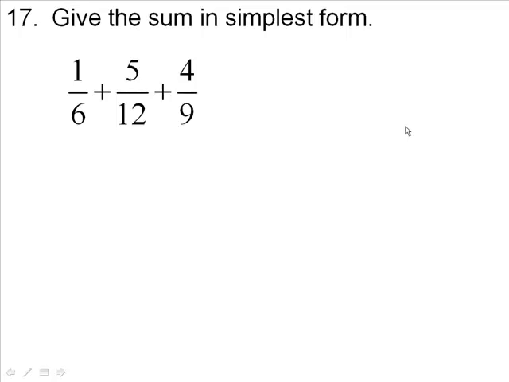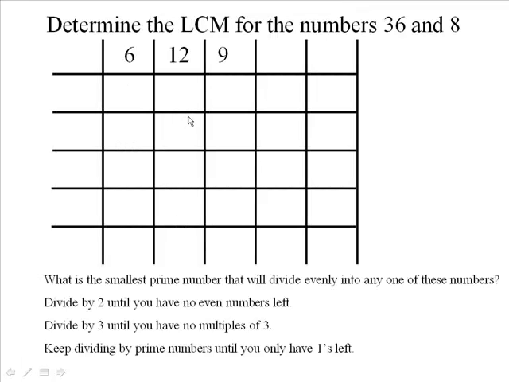Number 7. Give the sum in simplest form: 1/6, 5/12, and 4/9. Well, these are not like fractions, because like fractions have the same denominator. This is a 6 and this is a 12 and this is a 9. So what we need to do is have three like fractions that are just like these three but with the same denominator. Since it's addition, we're going to find the least common denominator for 6, 12, and 9.